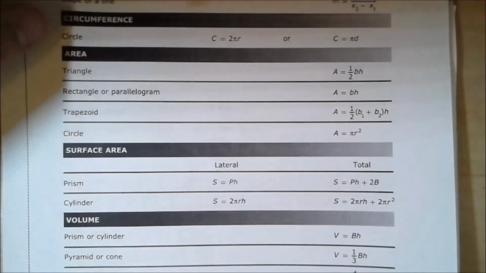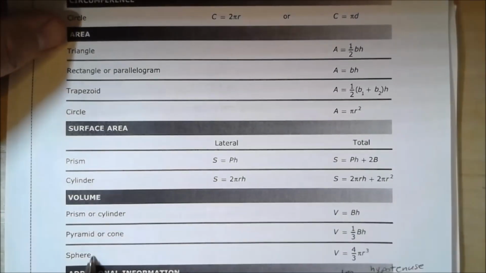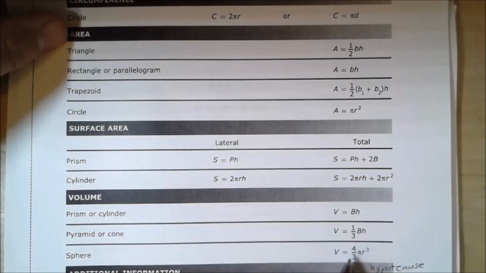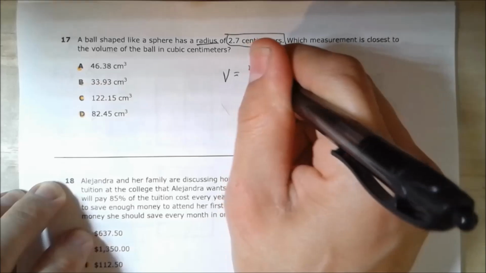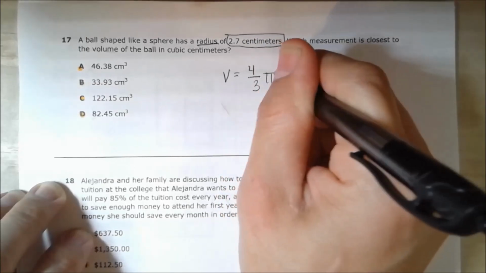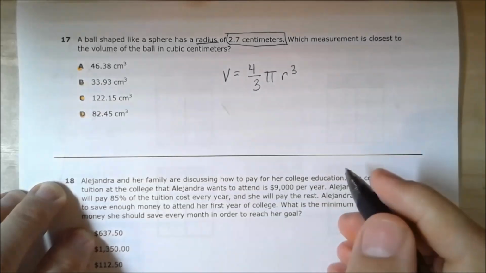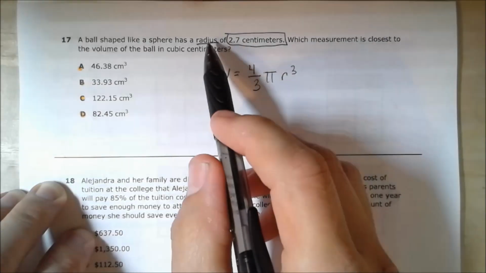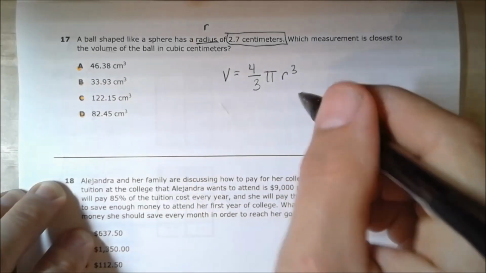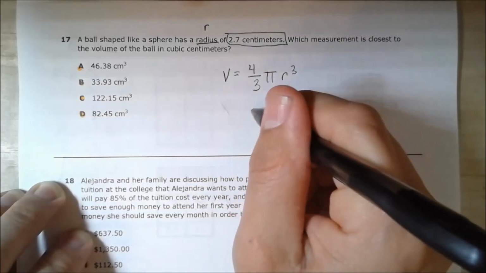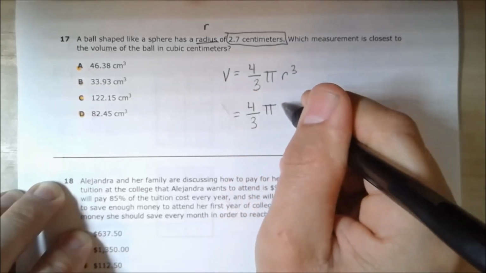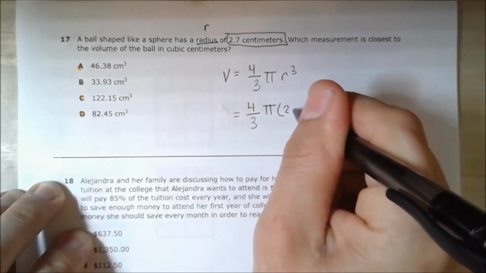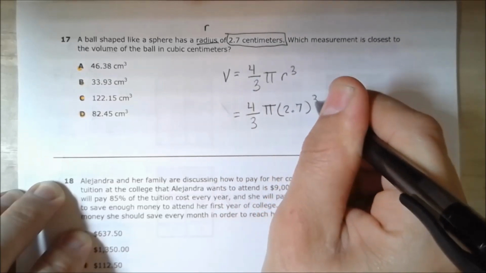If we go down here and look under volume of a sphere, it gives us the formula 4 over 3 pi r cubed, which means r to the power of 3. So we're going to use that formula. Let's go ahead and write that down. We have V is equal to 4 over 3 pi r to the power of 3. They're giving us the radius, and remember, that is our r. So all we need to do is plug that value in and we can check our answer. So 4 over 3 times pi times my radius, which is 2.7, in parentheses, to the power of 3.